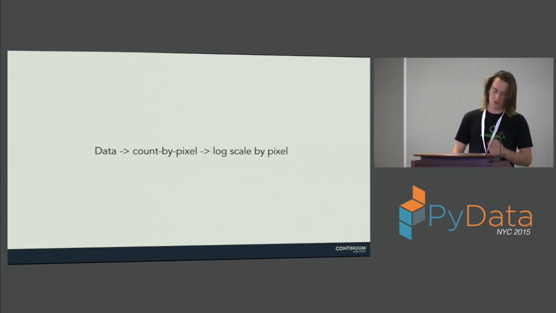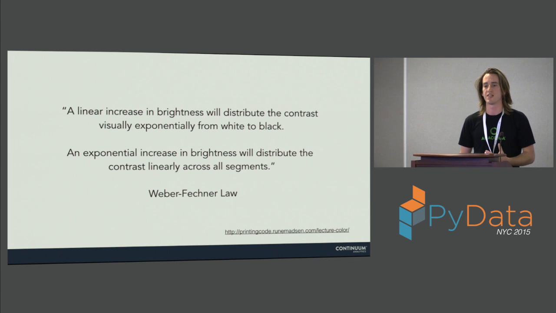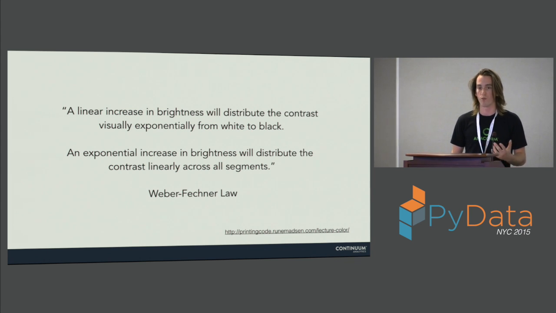One example would be to take the data points, so each person, count by people that are going to be mapped to that pixel, and then do a log scale by pixel. And we do a log scale based on the Weber-Fechner law. So linear scaling, some kind of intensity, gives an exponentially visual, so perceptually visual change from white to black, but doing it with an exponential increase in brightness distributes it linearly. And so we can actually get a better perception of what's going on.